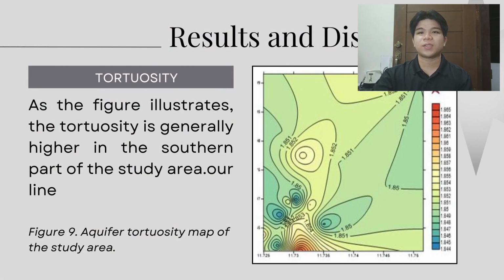Figure 9 illustrates the spatial distribution of aquifer tortuosity within the study area. Tortuosity is a measure of the complexity of the path that groundwater must flow through the aquifer material and is represented using contour lines. The different colors on the map indicate varying values of tortuosity. As the figure illustrates, the tortuosity is generally higher in the southern part of the area.